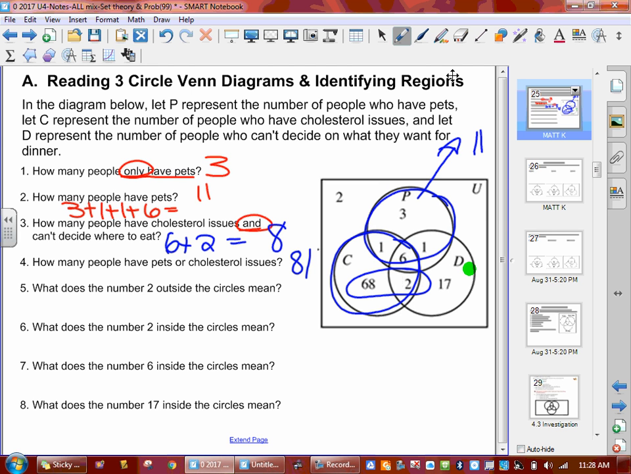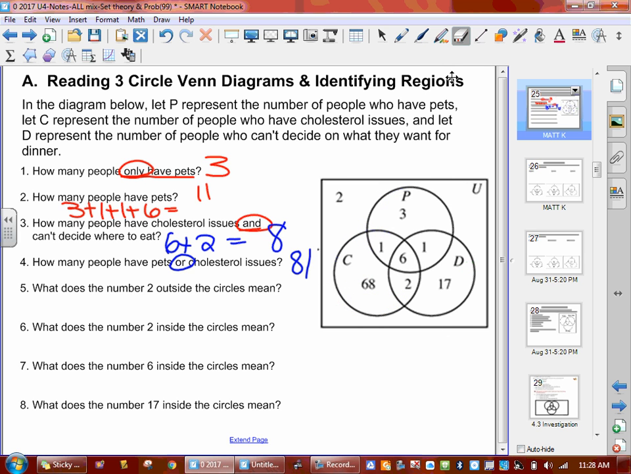Now, if I change that question, and I change the or to an and, how would that change my answer? Well, if I change it to an and, let's erase all the drawings here. If I change this to an and, that's pets and cholesterol. It would just be this overlapping region right here. The and is the overlap of both circles. Okay? All right, number 5.